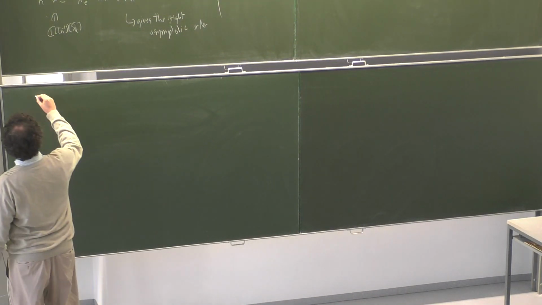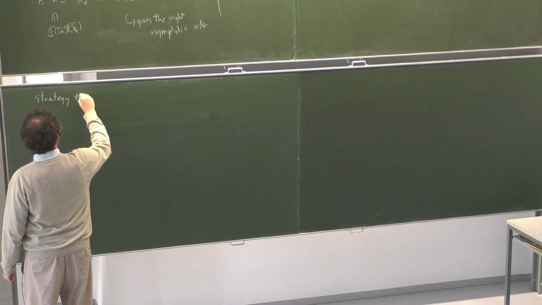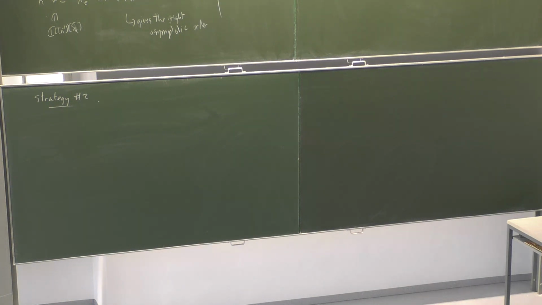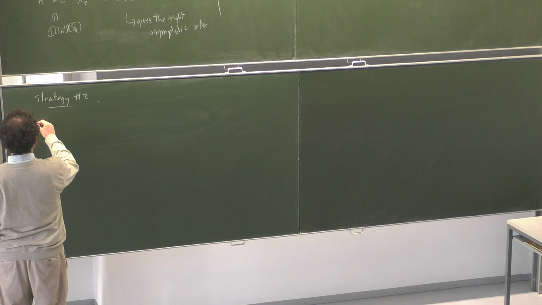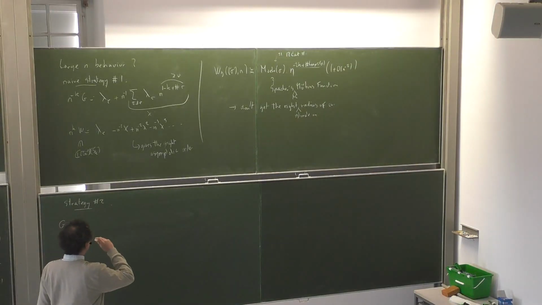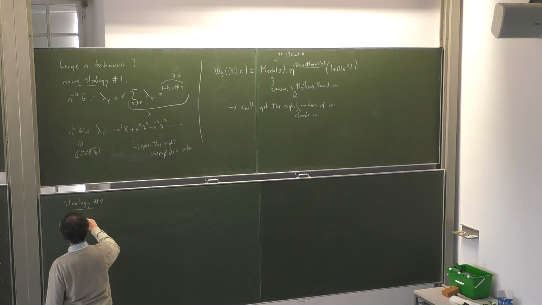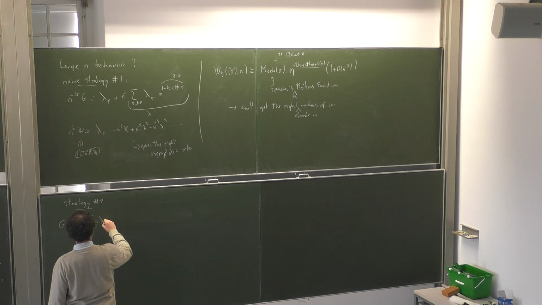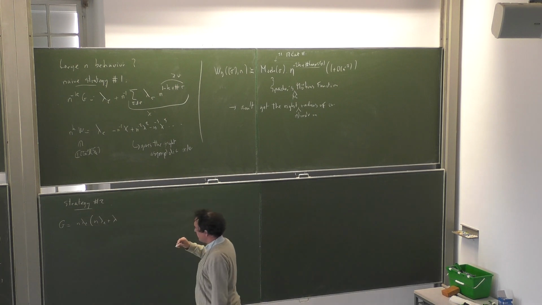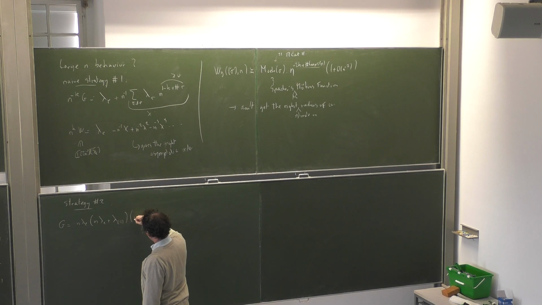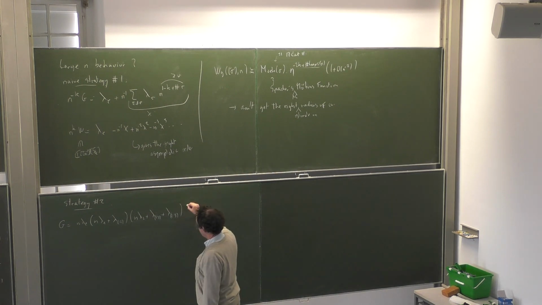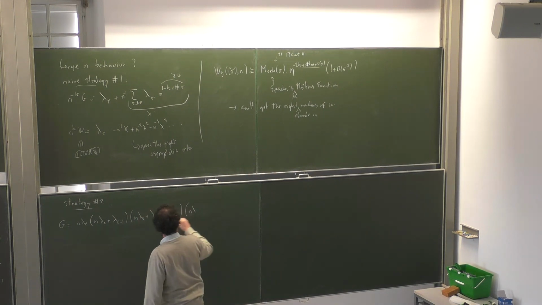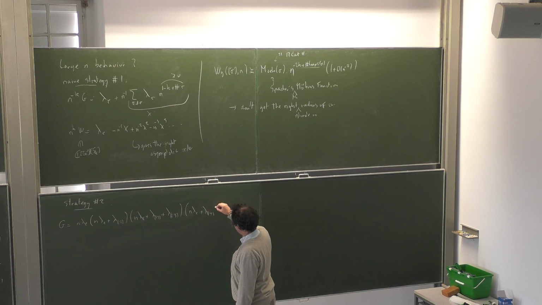So the solution, the strategy number 2, is to do the following: to observe that G is actually equal to n times lambda e, times n times lambda e plus lambda 1,2, times n lambda e plus lambda 1,3 plus lambda 2,3, and I will write one more: n lambda e plus lambda 1,4 plus lambda 2,4 plus lambda 3,4, and so on and so forth.